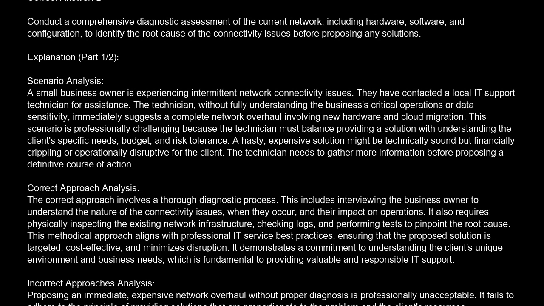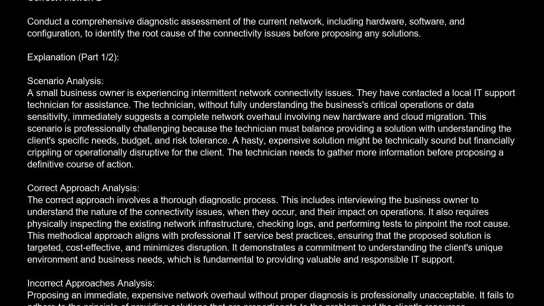Correct answer is B. Conduct a comprehensive diagnostic assessment of the current network, including hardware, software, and configuration, to identify the root cause of the connectivity issues before proposing any solutions. Explanation. Scenario analysis. A small business owner is experiencing intermittent network connectivity issues. They have contacted a local IT support technician for assistance.